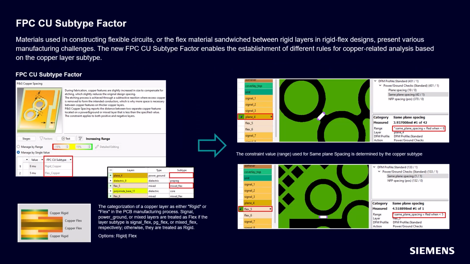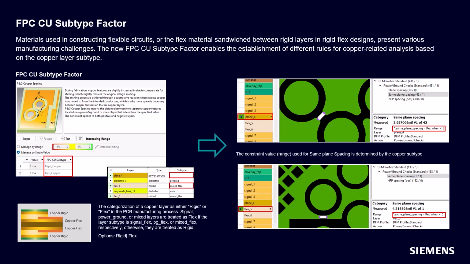And finally, a third factor was also added to this version. It is called FPC copper type. The purpose of this factor is to support different values for different copper types: rigid copper or flex copper. This factor can be used with the rigid flex constraints, but it can also be used for the general fabrication constraints like signal analysis and power ground analysis. Rigid or flex copper type is identified by the subtype in the matrix.